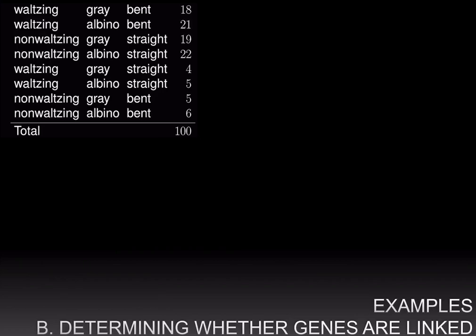Now, let's consider the different possibilities here. The first possibility is that we are talking about three different unlinked genes. So there are three chromosomes involved, and these are all independent traits assorting independently.